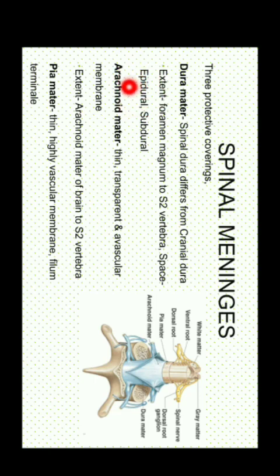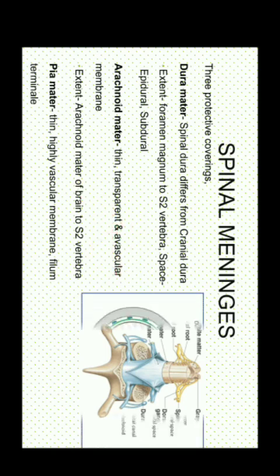Likewise, beneath the dura there is a space called the subdural space. Now coming to the arachnoid mater, it's a thin, transparent and avascular membrane. It extends from the arachnoid mater of the brain to the S2 vertebra. Pia mater is a thin, highly vascular membrane. So see the difference: this is avascular and this is a vascular membrane.